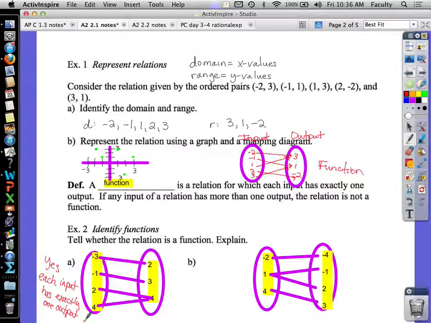All right, how about letter B? Is this one, Carmel? No, because one has more than one output. Excellent, and I like that. No, because one has two outputs. Okay? All right, questions on a function. A function, each input has exactly one output.